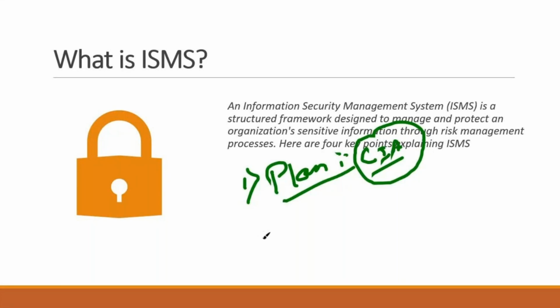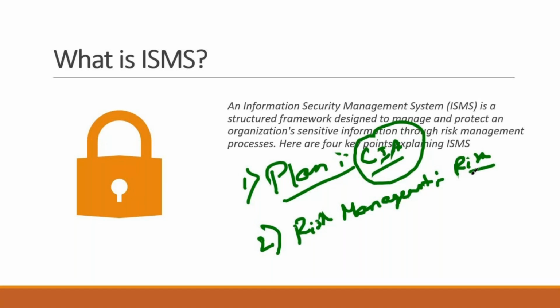Now once you have the plan, after that what we are going to do is go with risk management. So I will follow the risk management approach. Here I'm going to identify the risk. How am I going to identify the risk? By performing an assessment. We will be doing different types of assessment, whether a vulnerability assessment, a gap assessment, or a risk assessment. Different types of assessment are done.